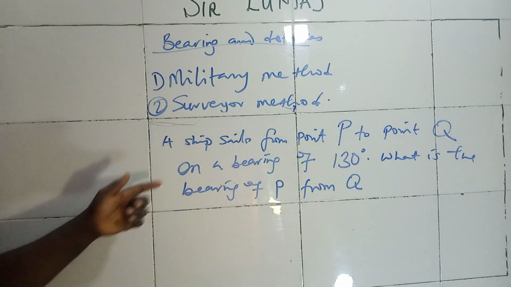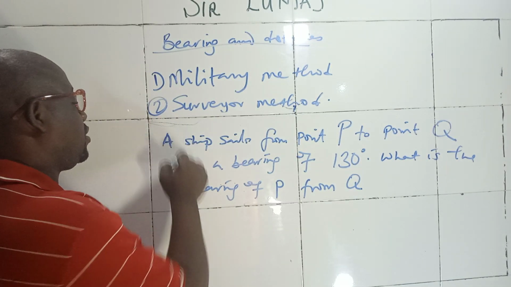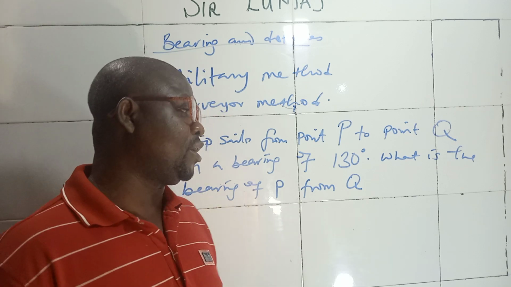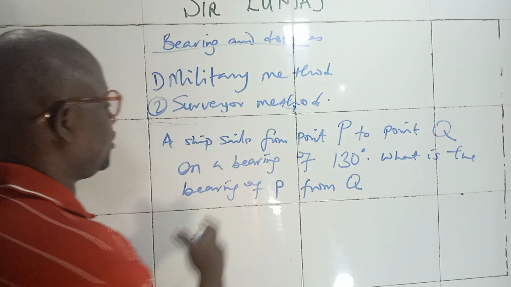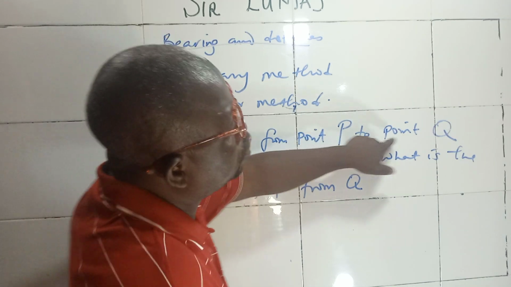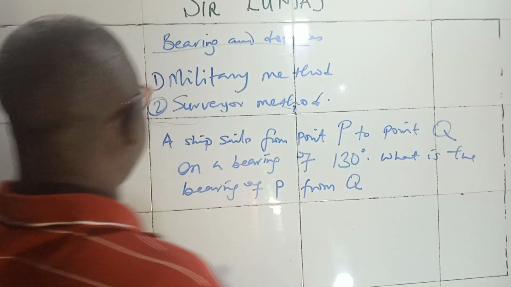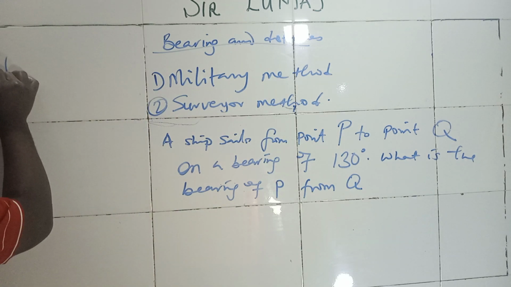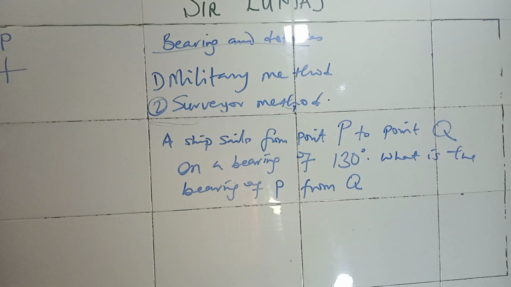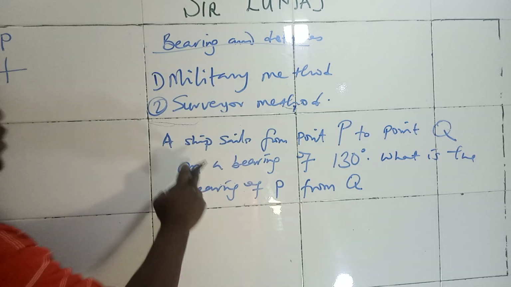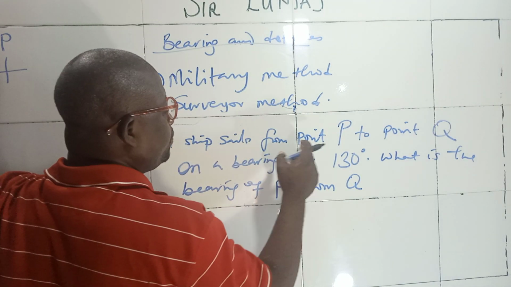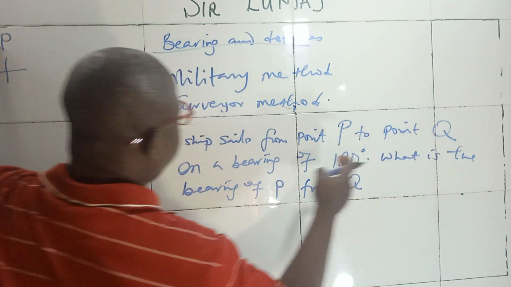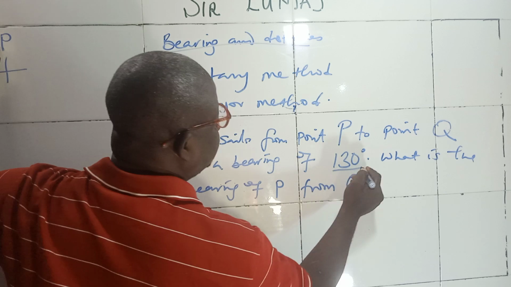How do we draw this? Like I told us, anytime you have any question in mathematics, write out the preambles. That will guide what you are doing. So what we have here now is a ship sailing from point P to point Q. It means that I have to first draw my first point. This is point P. A ship sails from point P to point Q on a bearing of 130 degrees.